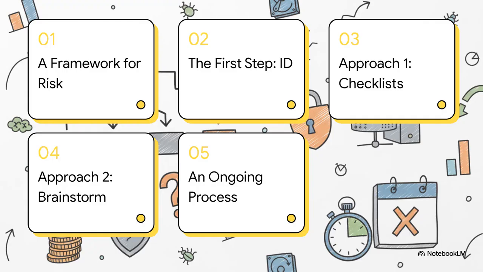Okay, so here's our game plan. First, we're going to build a solid framework for how to even think about risk. Then, we'll dive into the most critical step, just identifying what could go wrong. After that, we'll unpack two really powerful tools for doing that, checklists and brainstorming. And definitely stick around, because we're going to wrap up with why this is not a one-and-done deal, but a continuous loop that actually makes every single project stronger.